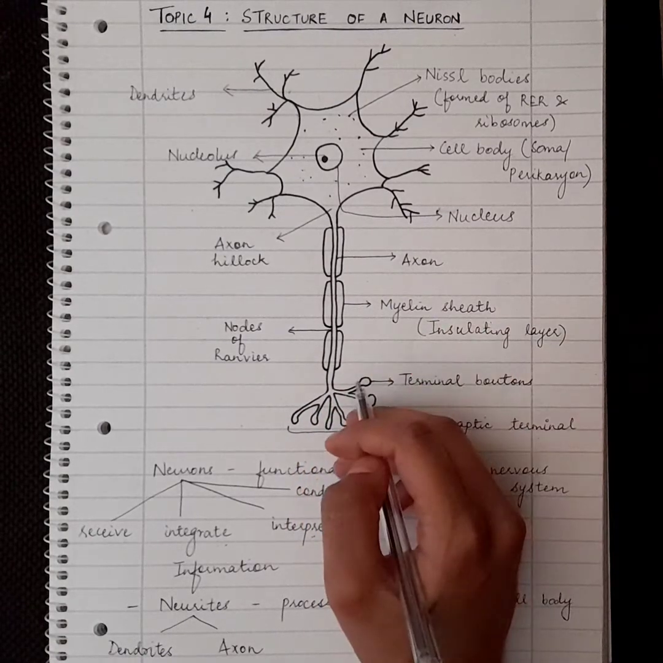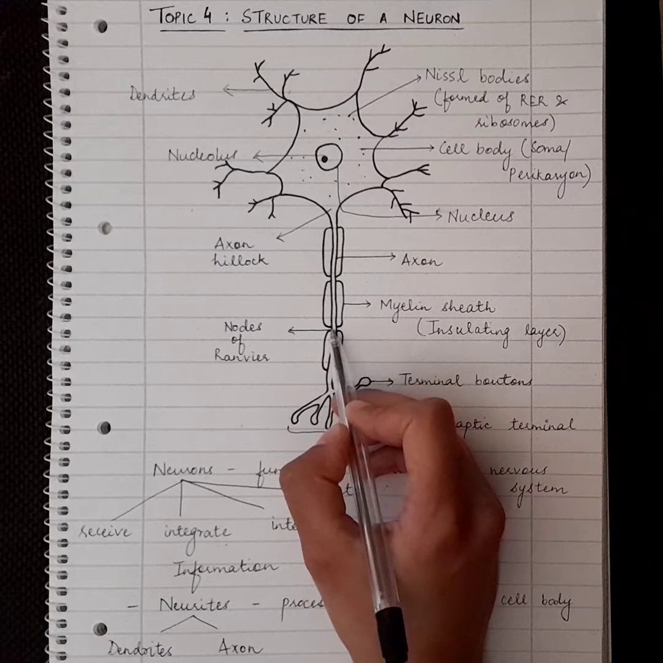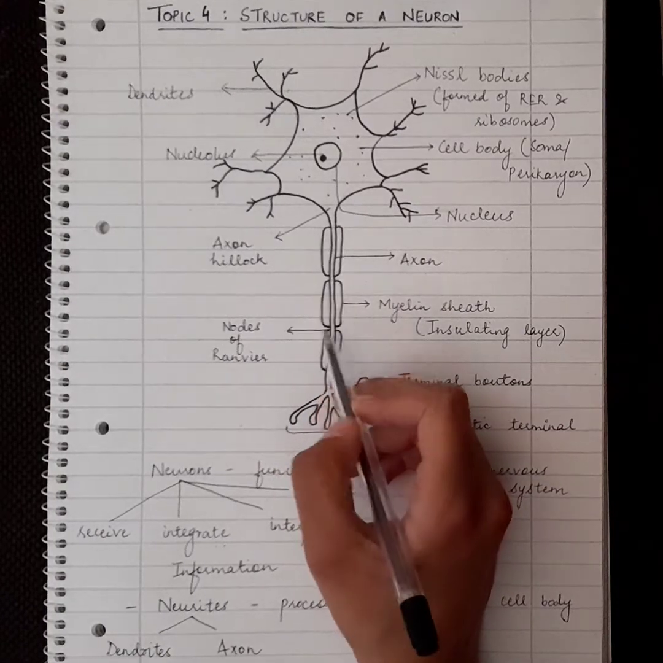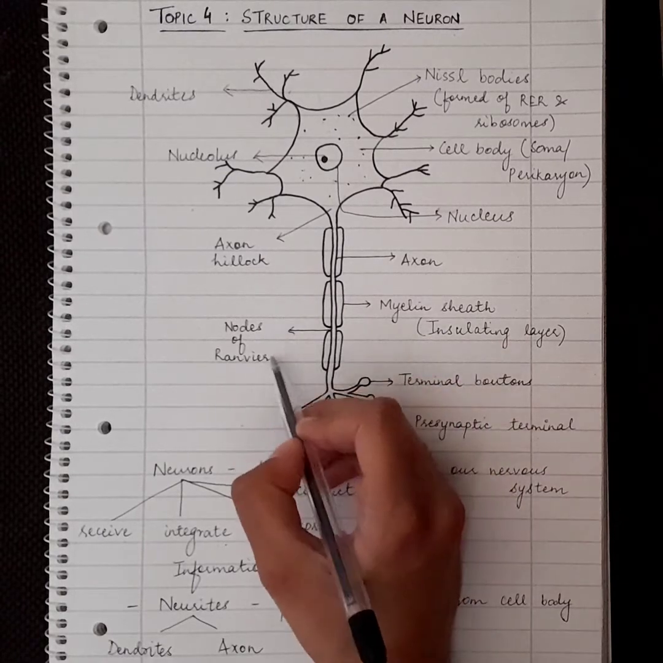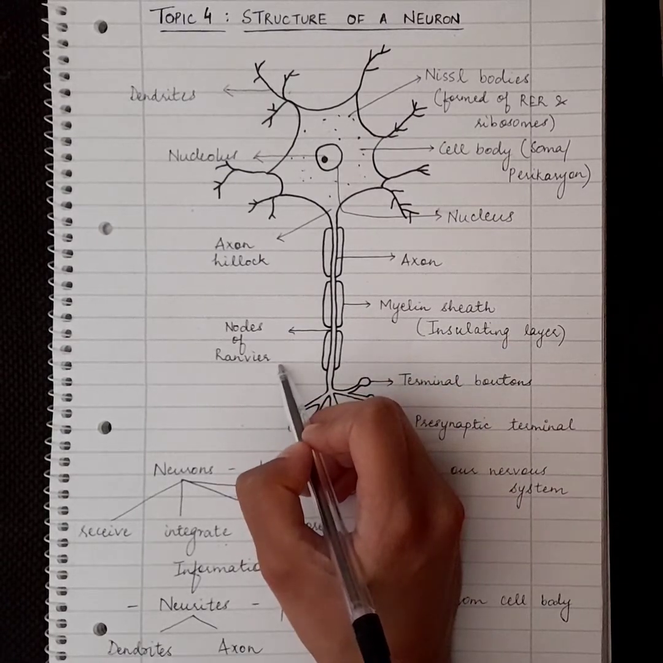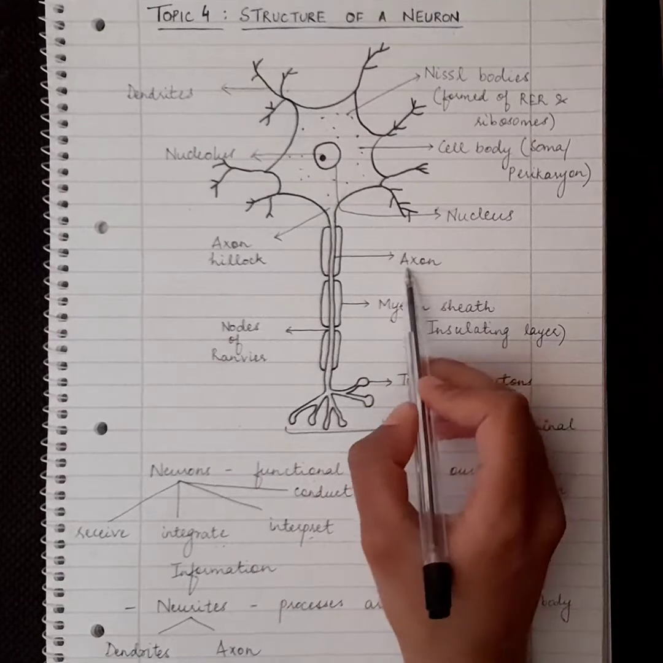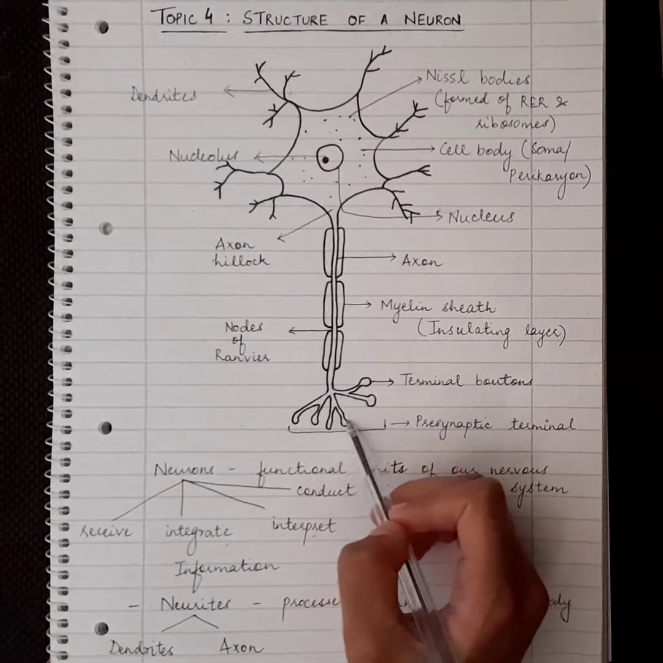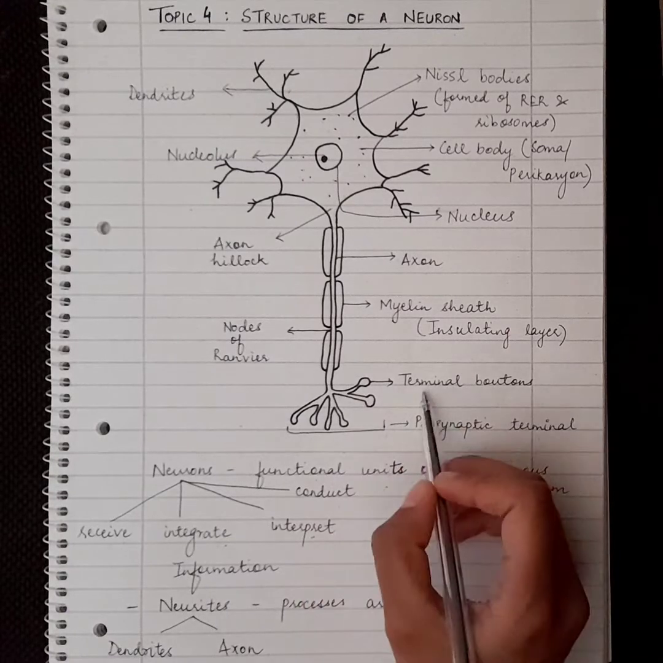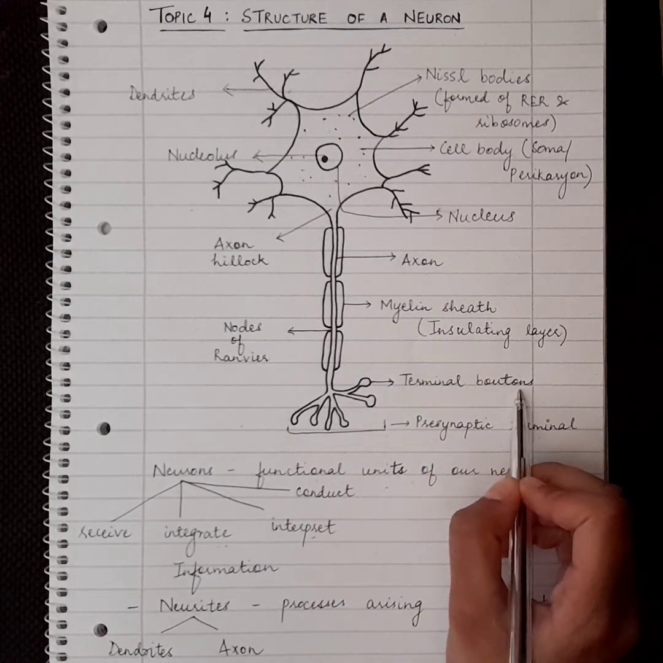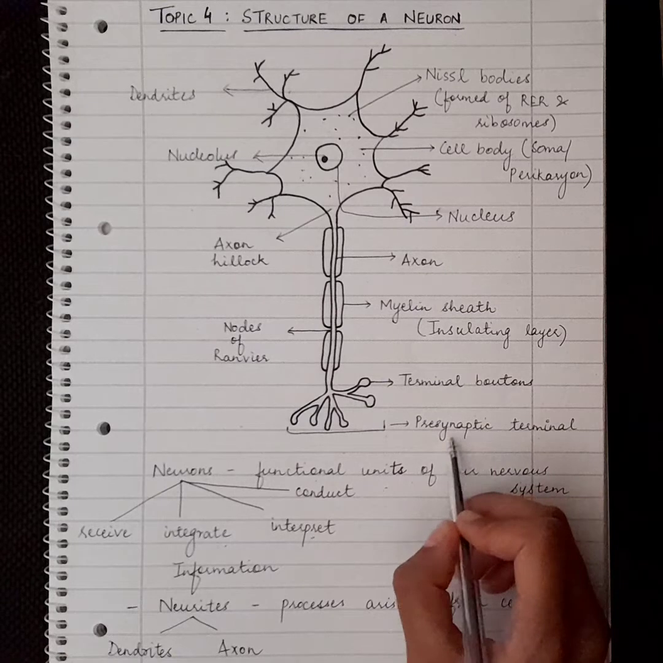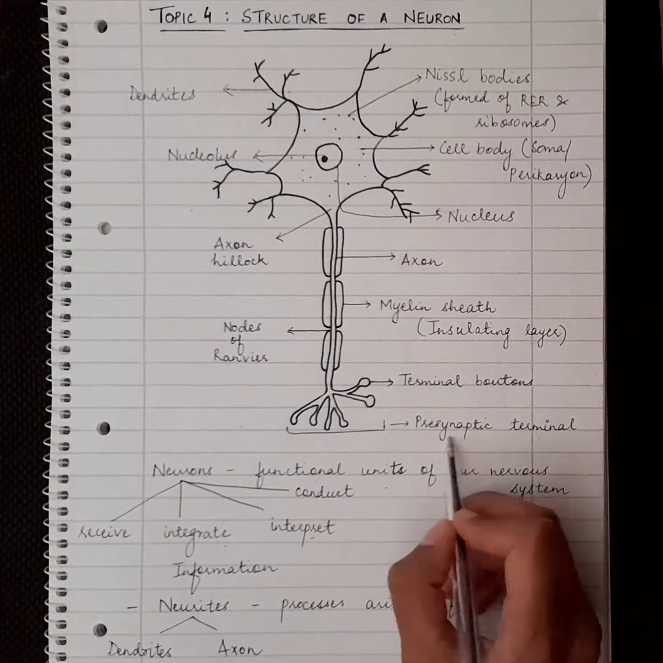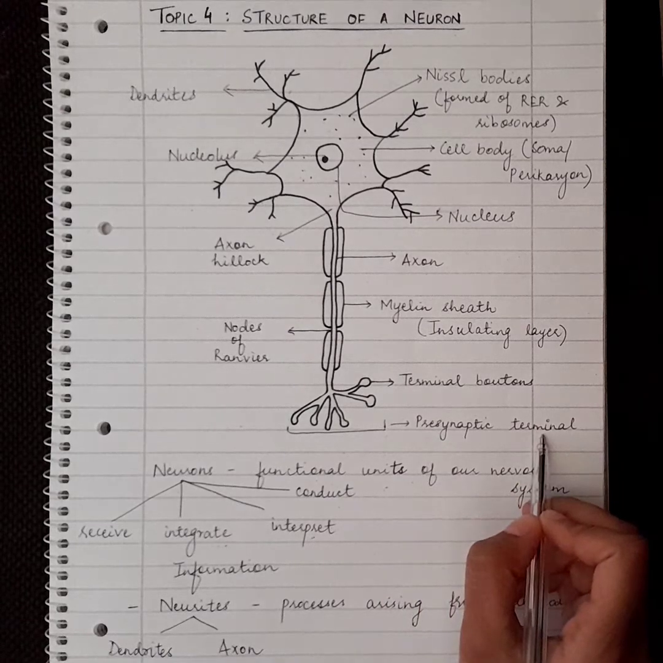Now there's also a gap between these layers of myelin sheath, and they are known as the nodes of Ranvier. Now the axon ends in these small swellings that you see over here, known as the terminal boutons. And they form a part of the presynaptic terminal.